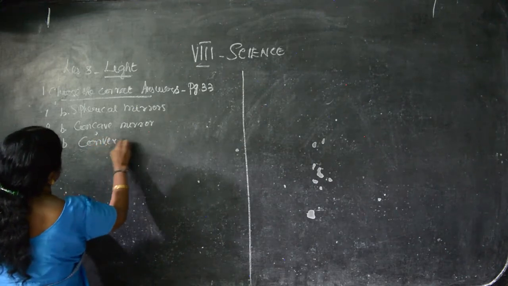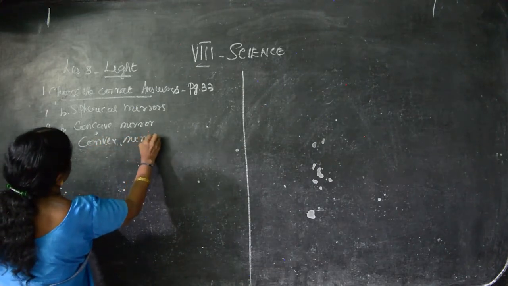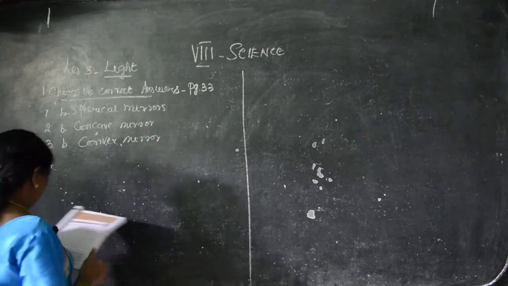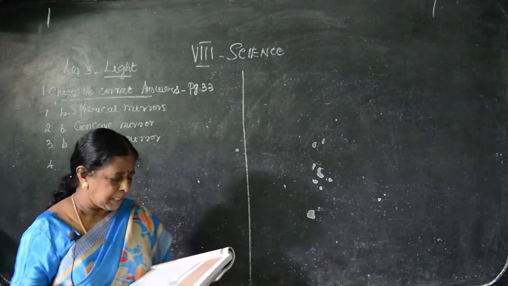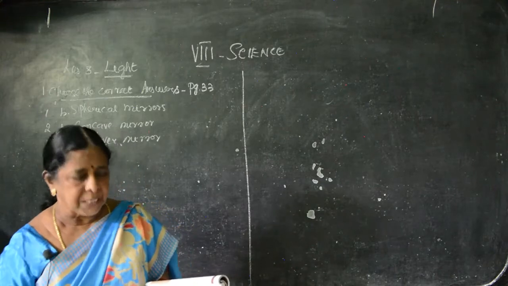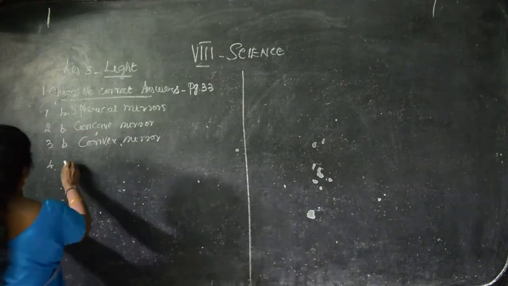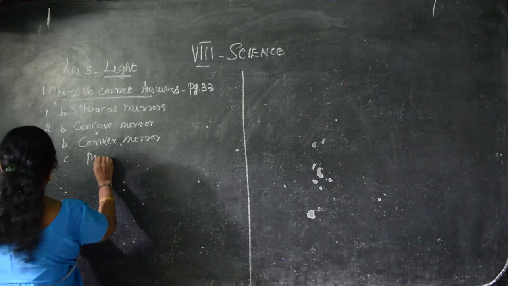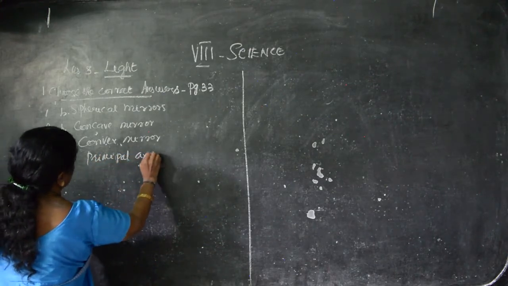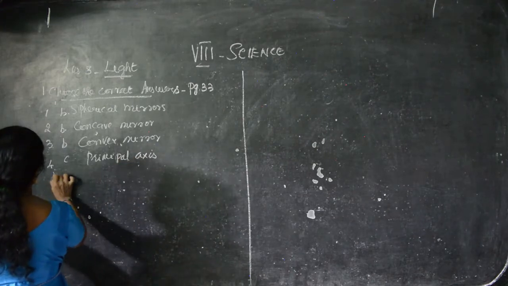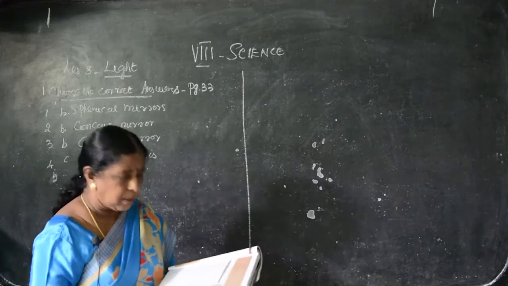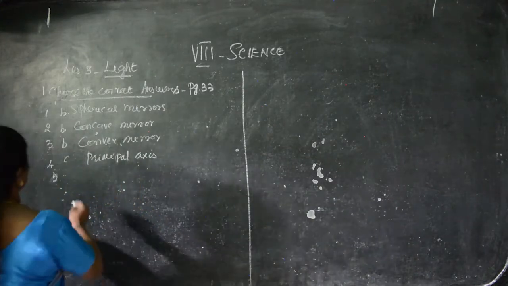So, this choose the correct answer, almost every option is B only, I think so, so far. Fourth one, the imaginary line passing through the center of curvature and pole of spherical mirror is called option C, principal axis. Fifth one, the distance from the pole to the focus is called, option B is the correct answer, focal length.